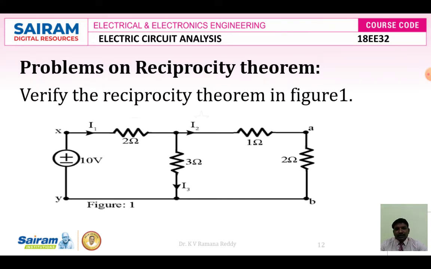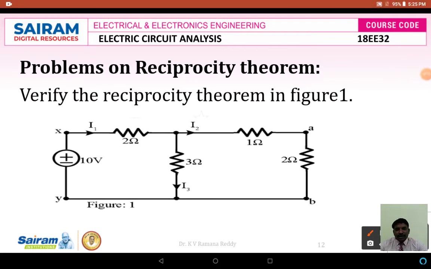To get the proof of the reciprocity theorem, let us consider a problem: verify the reciprocity theorem in figure 1. This problem consists of only one voltage source, a 10 volts voltage source placed at the terminals X and Y. The load element is a 2 ohms resistor connected at the terminals A and B.